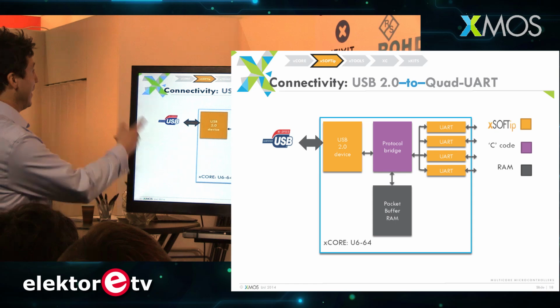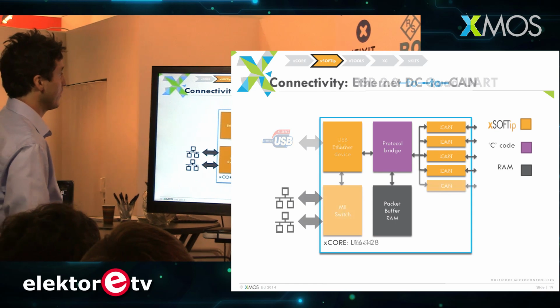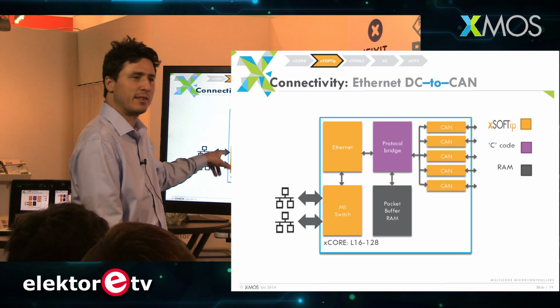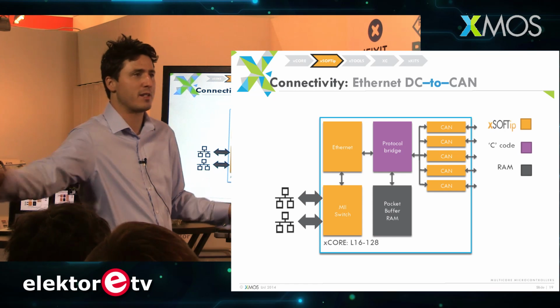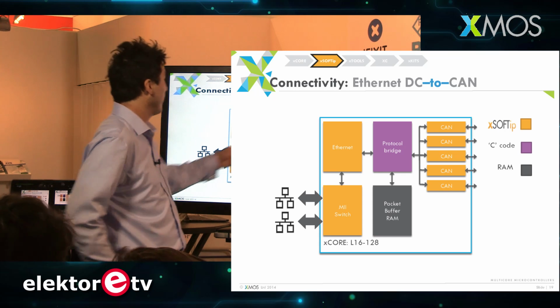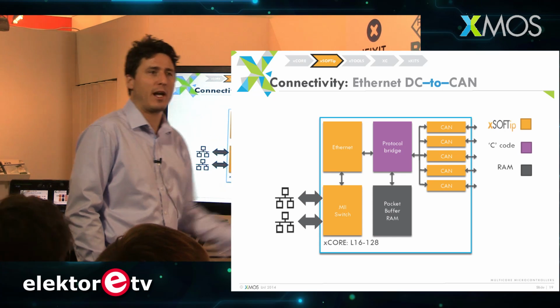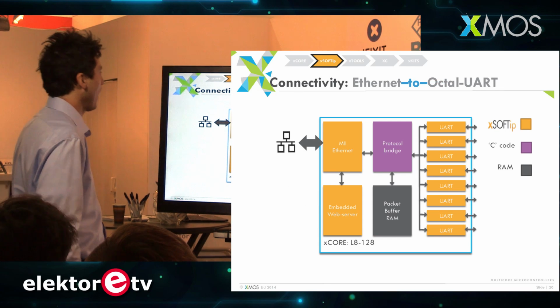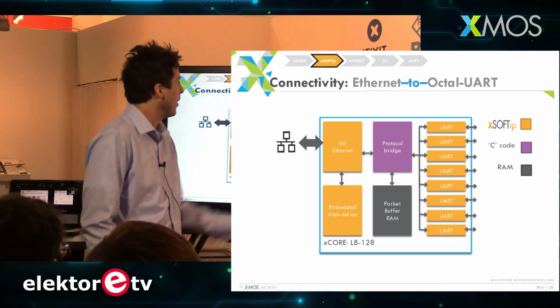Here's another example, USB to quad UART, Ethernet DC. DC stands for daisy chain, so you can chain these endpoints together because they have 2 Ethernet ports. And on the other side you have several CAN interfaces. Here's Ethernet to 8 UARTs.